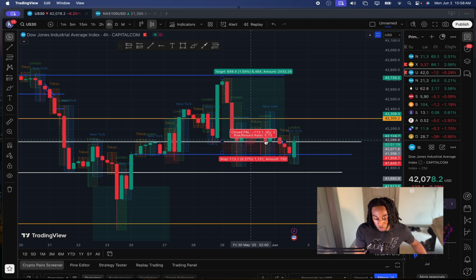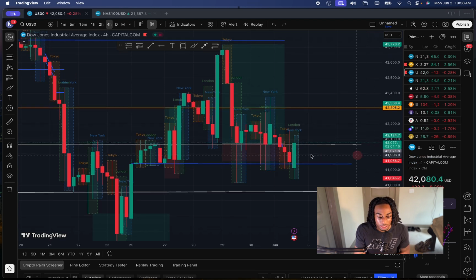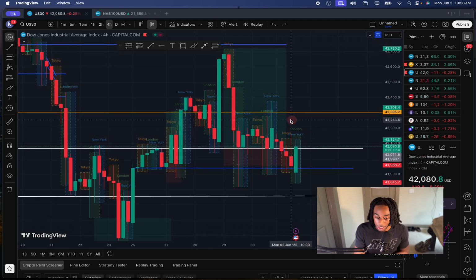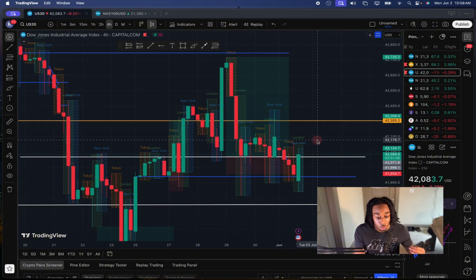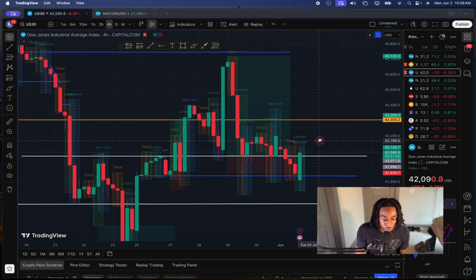I noticed that it had multiple rejections off the 4-hour scale, which is showing that it does not want to break bullish at all. As soon as it kept going, it tried to break bullish off the 4-hour. It didn't close bullish, showing me stronger confirmation that it wants to continuously go bearish.